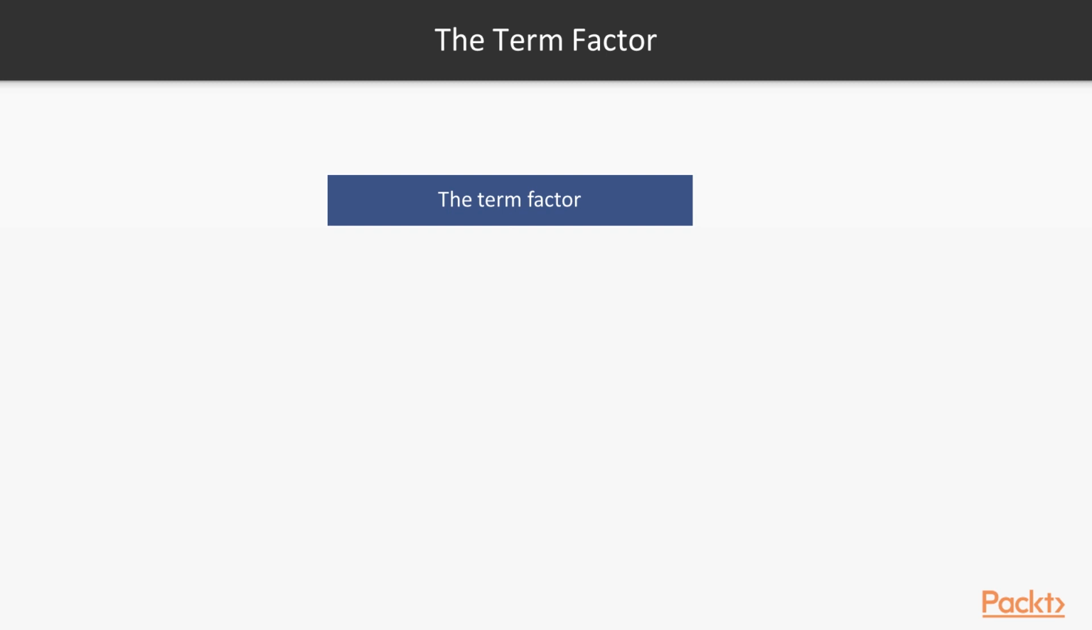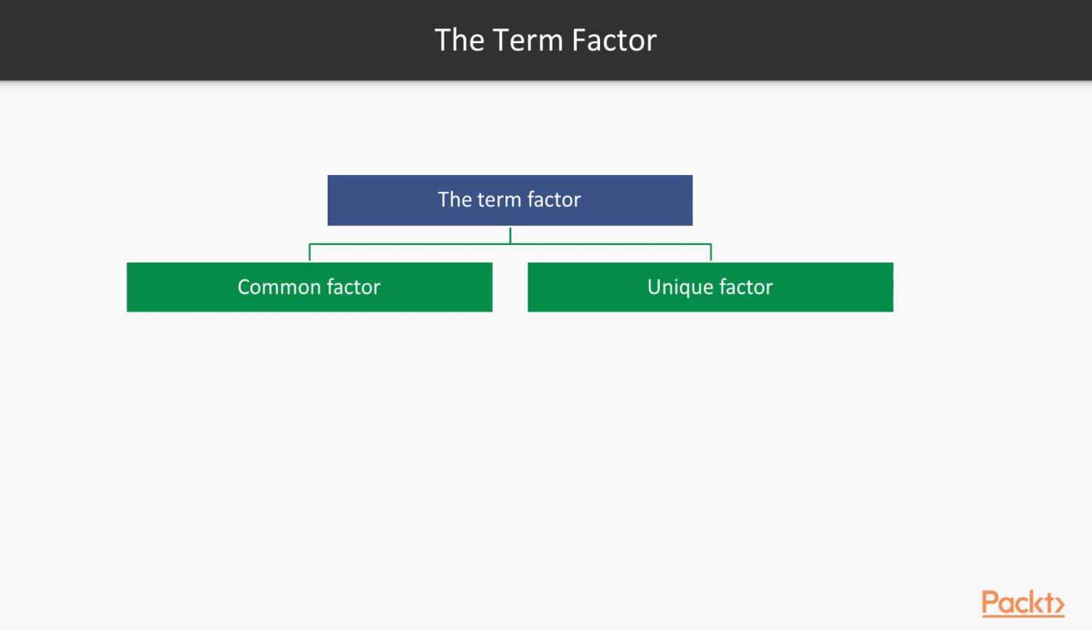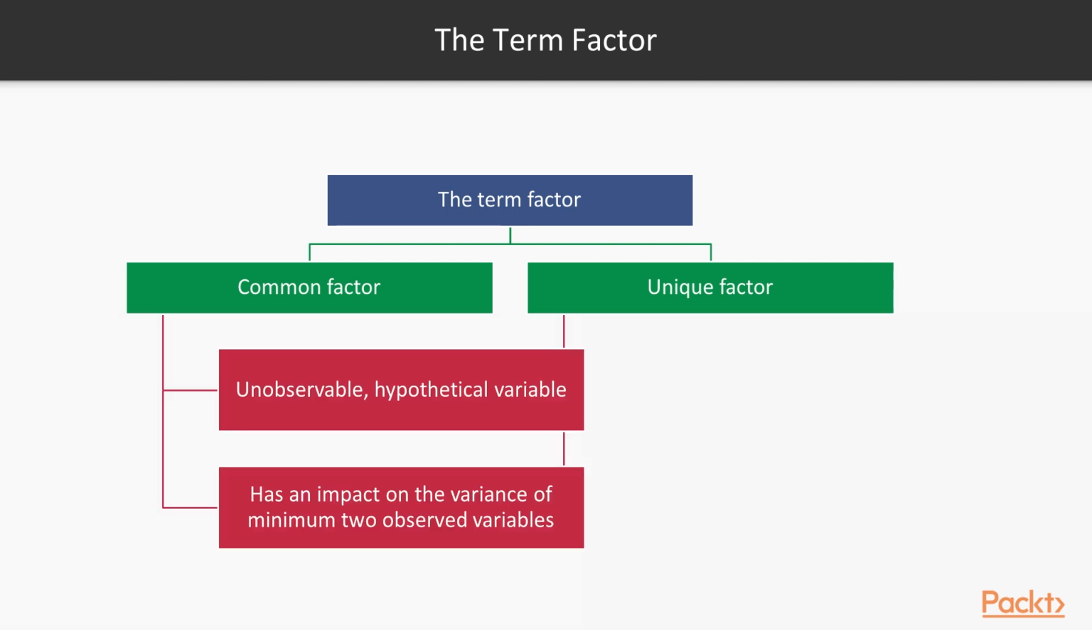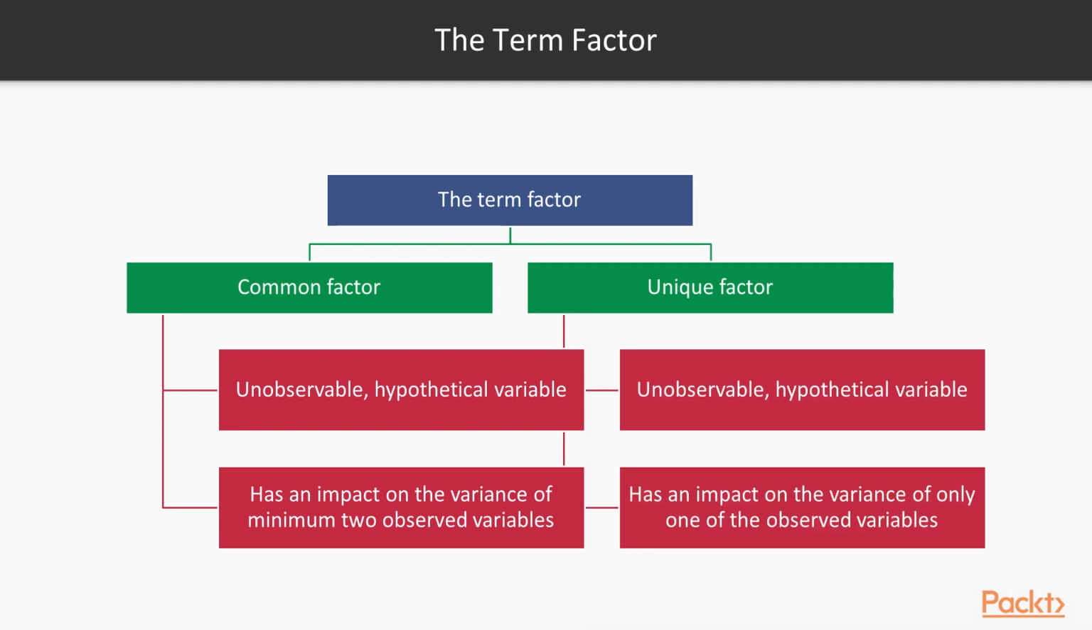Now let's understand what is the term factor. The term factor is very important and is classified as common factor and unique factor. The common factor is referred to as an unobservable hypothetical variable that has an impact on the variance of a minimum of two observed variables. The unique factor is referred to as an unobservable hypothetical variable that has an impact on the variance of only one of the observed variables.